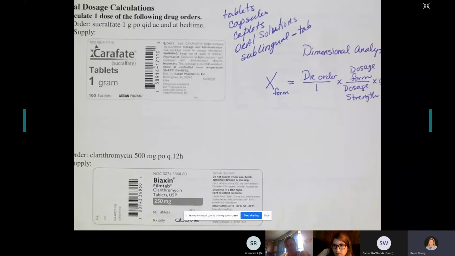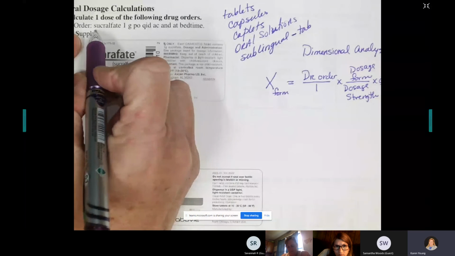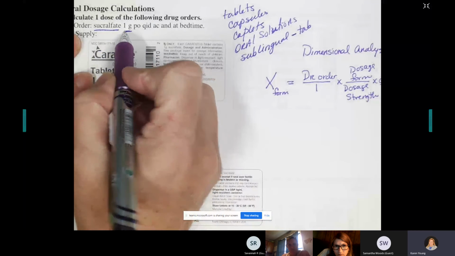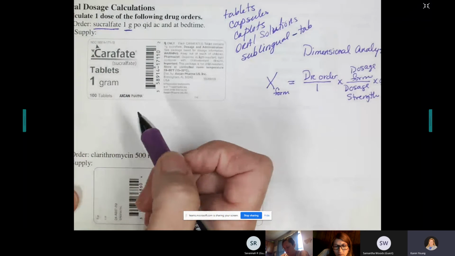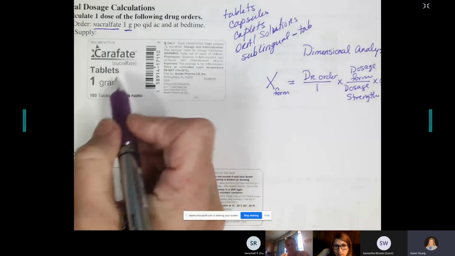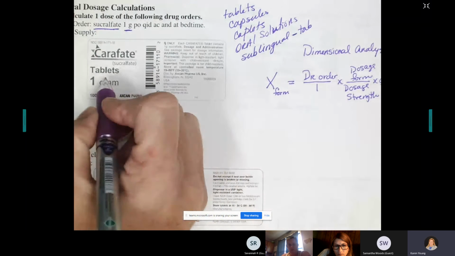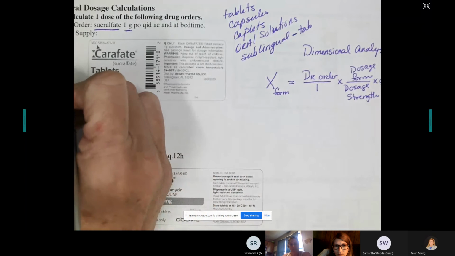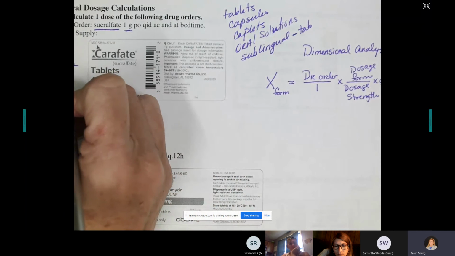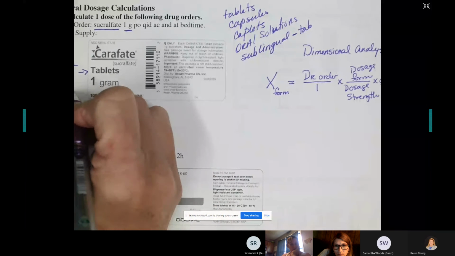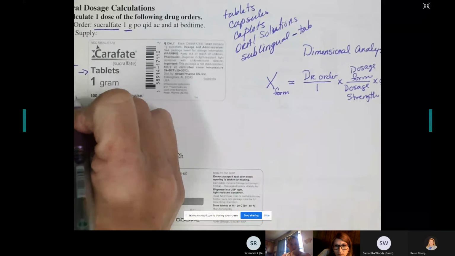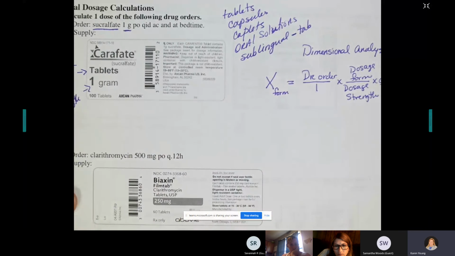So if we look at this first example, this number 1, the doctor orders whatever the generic name is, and he orders 1 gram. That's the 2 things that we need from the order to calculate the dosage. From the supply or from the box or label, whatever you want to call it, I need to know the dosage form. And in this case, that's the tablets. And I need the dosage strength. And that's my 1 gram.